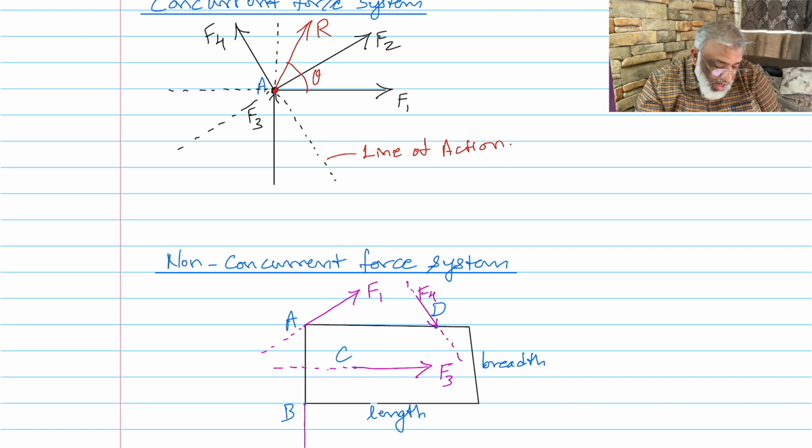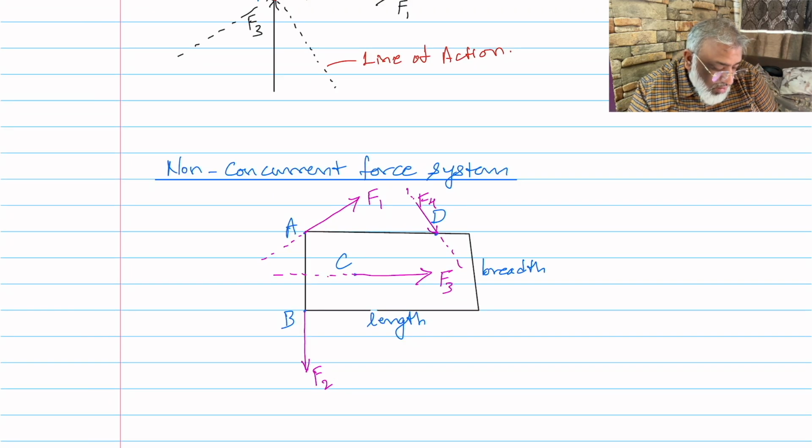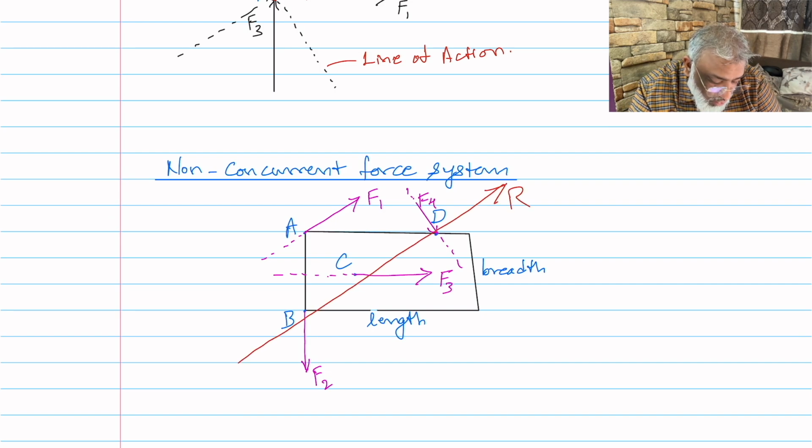But in case of non-concurrent force system, the resultant will be passing through the body like this. Now we don't know, of course, the angle, there will be an angle to it, but we will not know at what point on the body the resultant is passing through. Where exactly is it passing on the body? It can be here, it can be above, it can be below, it can be anywhere on the body. Since this body is a rectangle having dimensions and has a number of points on it.